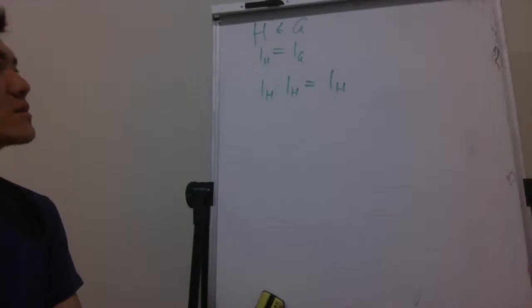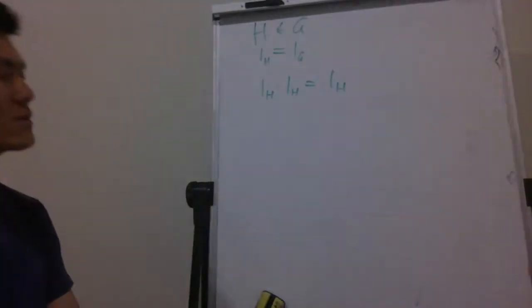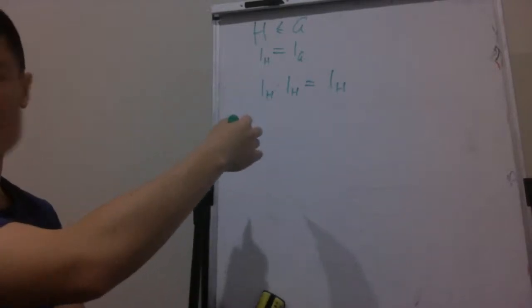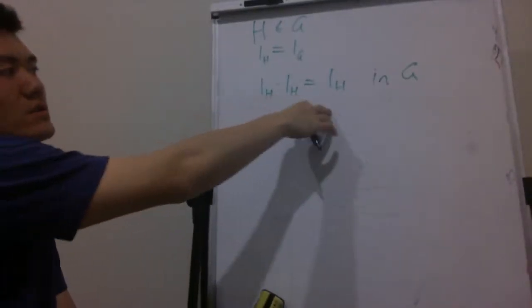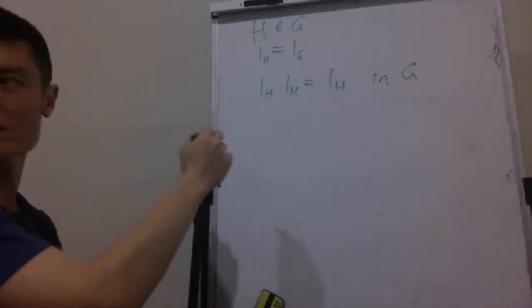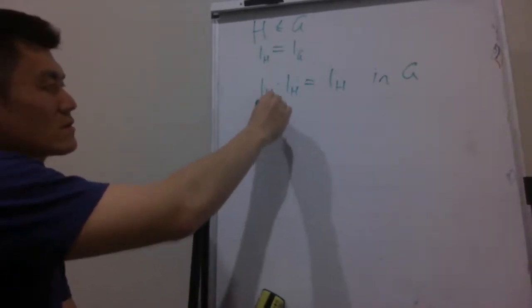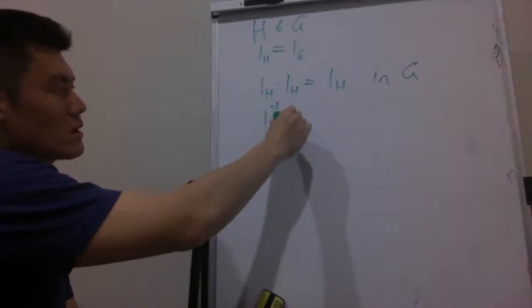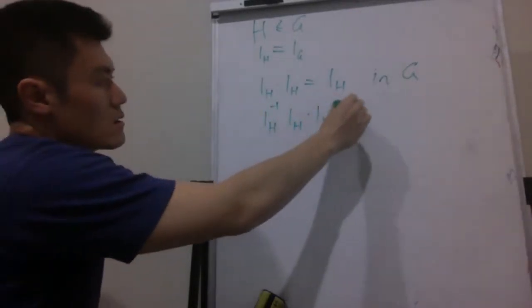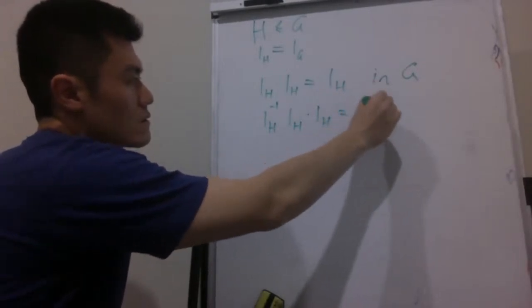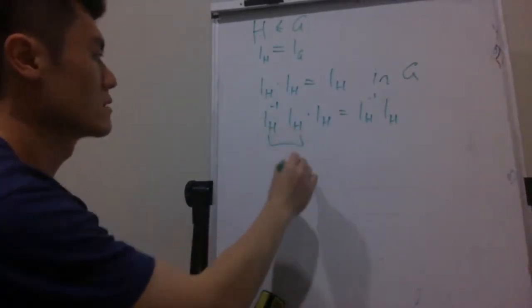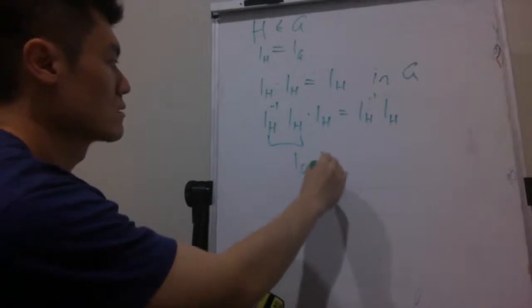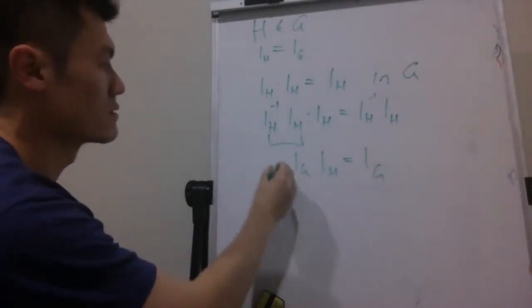Another way of seeing it is this property: you could consider this equation in G, and then take the inverse of 1H on both sides. So 1H inverse times 1H times 1H equals 1H inverse times 1H, and that side is 1G. The identity of H is 1G. Is that a proof?